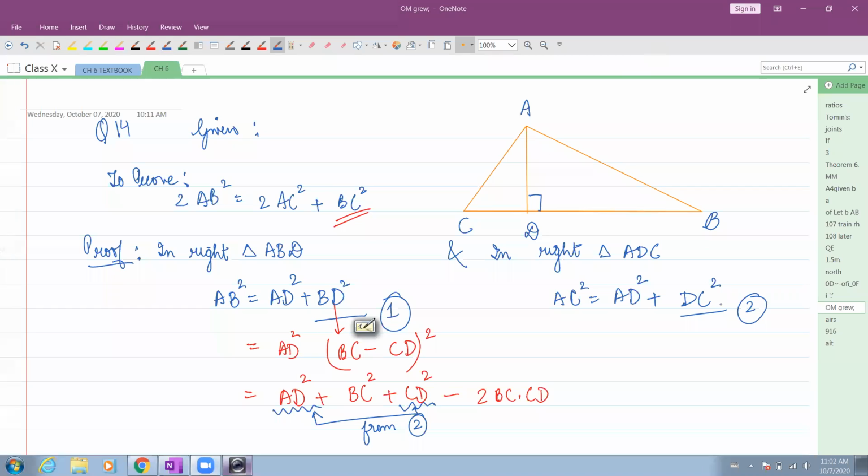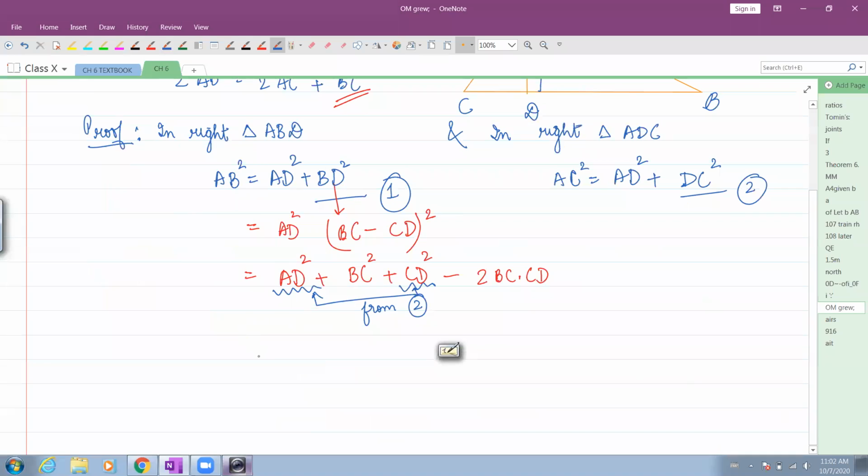All right, Shreyas. Let me just do one more step and then you people can go. AD square plus CD square from equation number 2 will be AC square. And this is what you will have. After this, we shall be continuing tomorrow. You can go and join your next class.